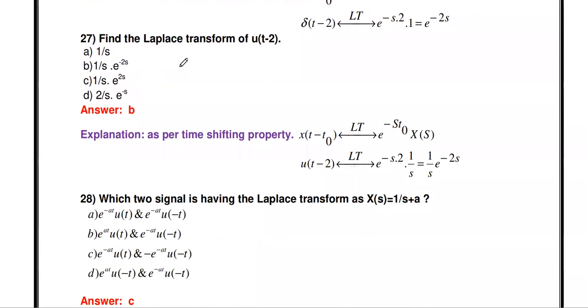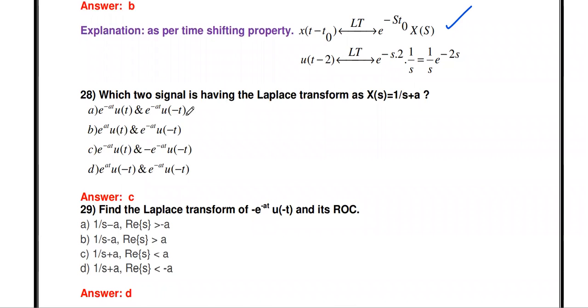Okay. Then find the Laplace transform of u of t minus 2. This problem also we can solve using the time shifting property. As per the time shifting property, already you know the property. The u of t signal has the Laplace transform 1 by s. So u of t minus 2 has the Laplace transform 1 by s multiplied with e power minus s into the amount of shift 2. So e power minus 2s by s. This is the answer.